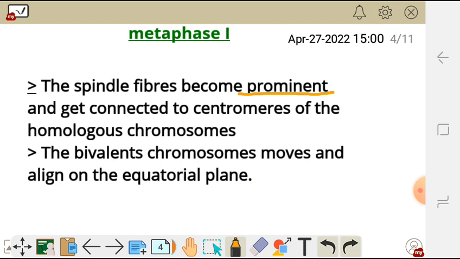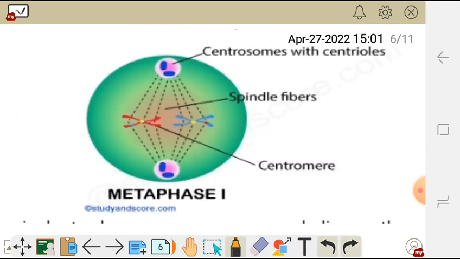Then after they have attached, what happens is that the chromosomes move and align on the equatorial plane. So the bivalent chromosomes move and align on the equatorial plane. This is illustrated here. Here we can see the two chromosomes have aligned on the equatorial plane, and the spindle fibers here have attached to the chromosomes there. So that's what happens under metaphase 1.